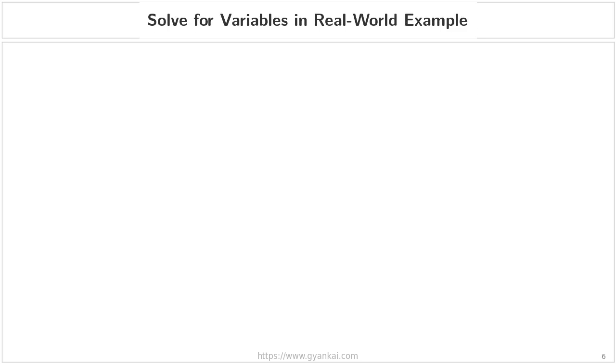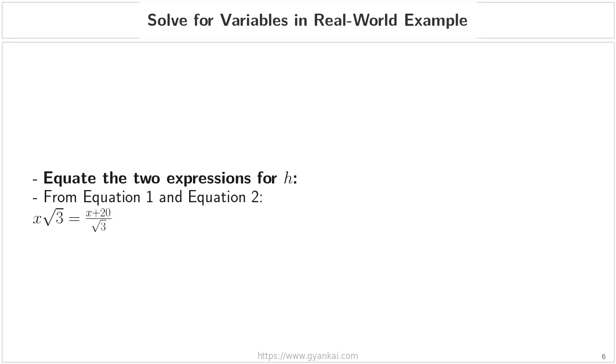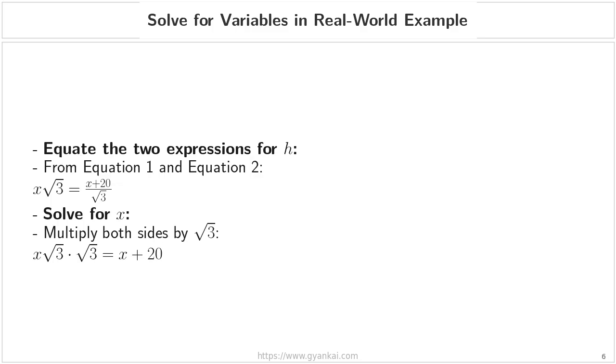Solve for variables in real-world example. First, we will equate the two expressions for h. Since both equation 1 and equation 2 are equal to h, they must be equal to each other. This gives us our working equation: x times the square root of 3 equals the quantity x plus 20, all divided by the square root of 3. Next, our goal is to solve for x, which represents our initial shadow length.